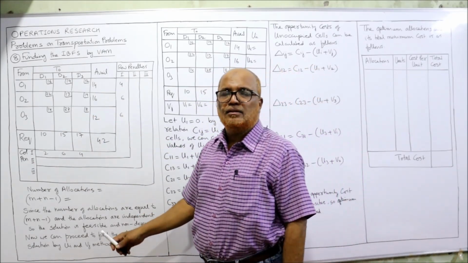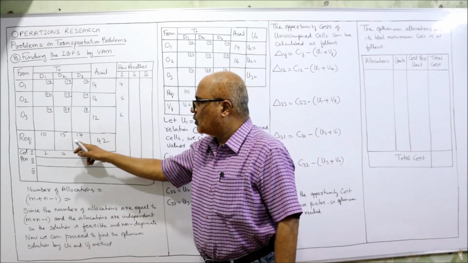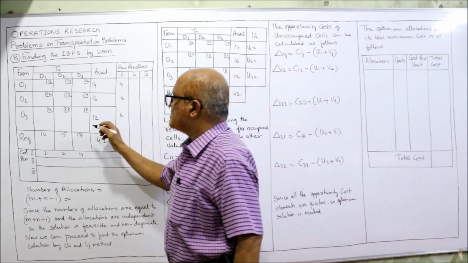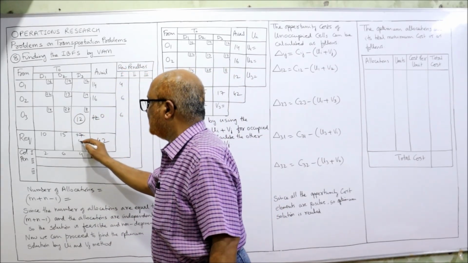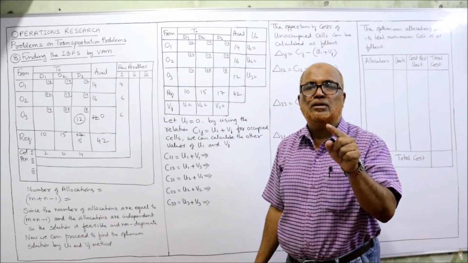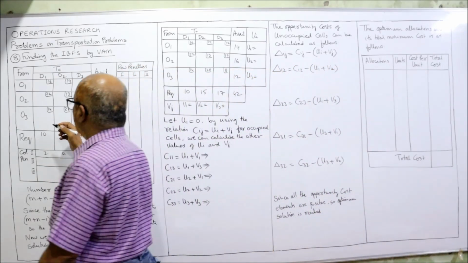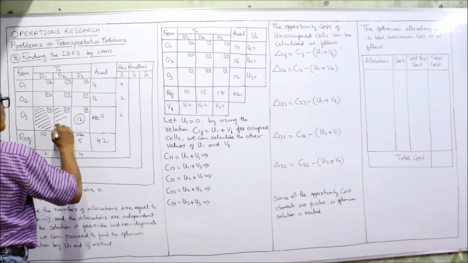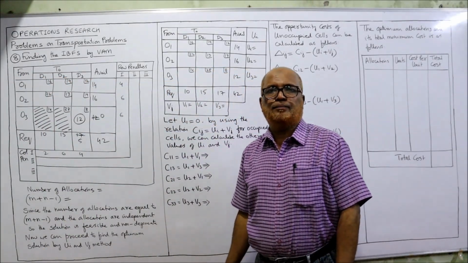So we assign the maximum allocation in this cell. Row total is 12, column total is 17. Whichever is less, that can be allocated. So here 12 is less, so I have allocated 12. This will become 0. 17 minus 12 is 5. Whichever row or column has become 0, that should be blocked. Here the row has become 0, so this O3 row will be blocked. Finished.